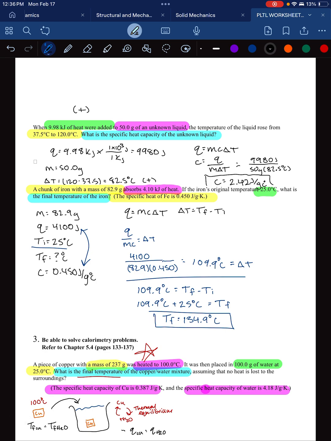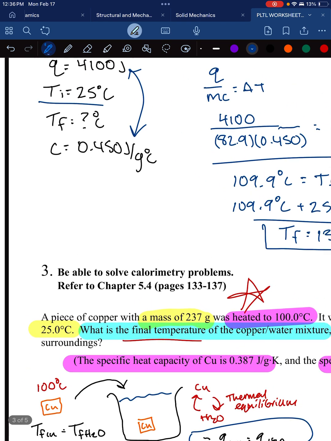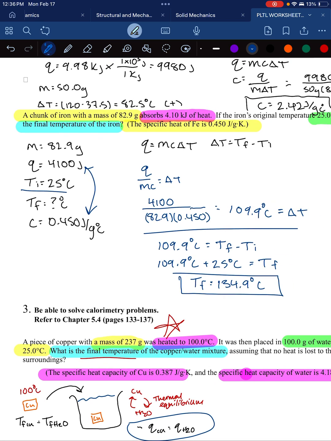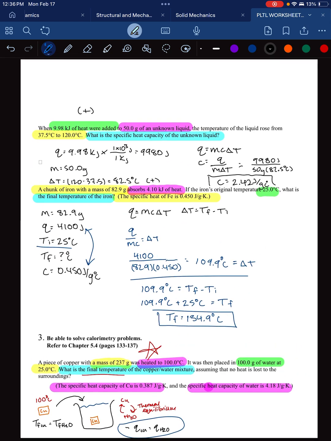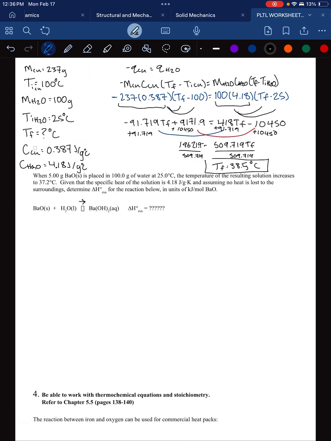This is a problem where you have to use some intuition to make this equation. After time, it becomes second nature. And you also have to understand some thermal equilibrium, but not too bad overall. It just takes some practice. And we actually have one more very similar.